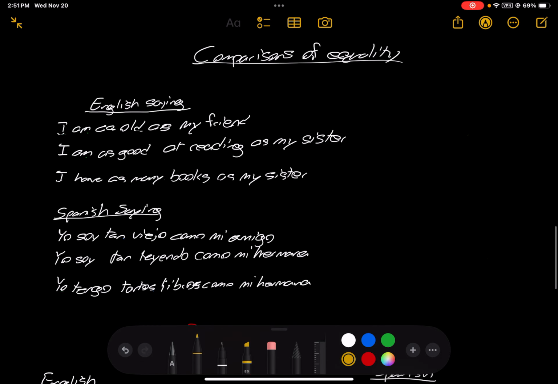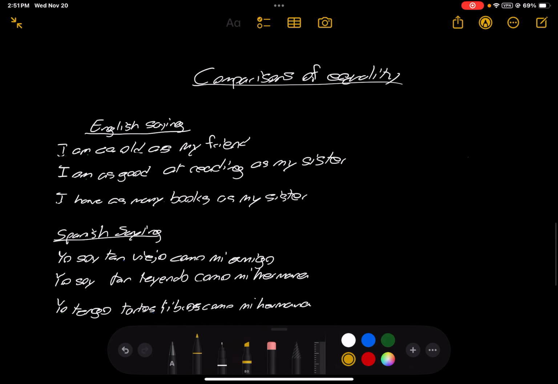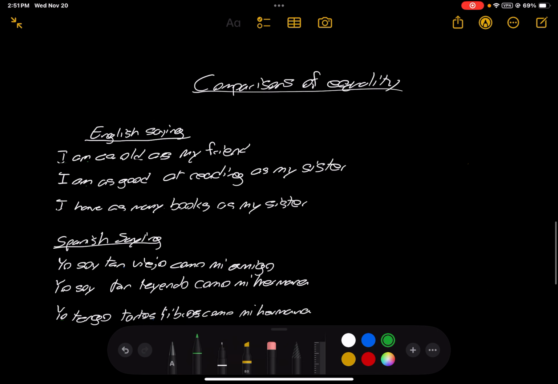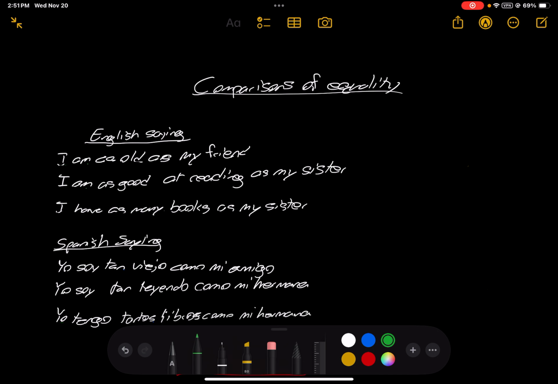So let's move on to comparisons of equality. These ones follow the same rules as comparisons of inequality, however, we've got some different words. So in English, we say, I am as old as my friend, I am as good at reading as my sister, and I have as many books as my sister. So, here's our conjugation, and here's our comparison.